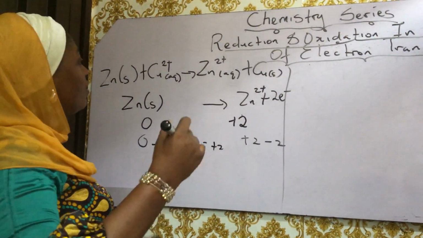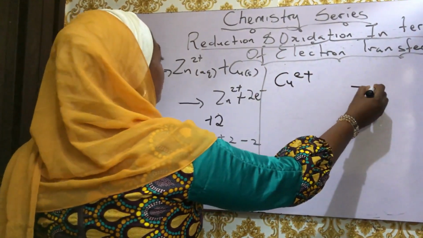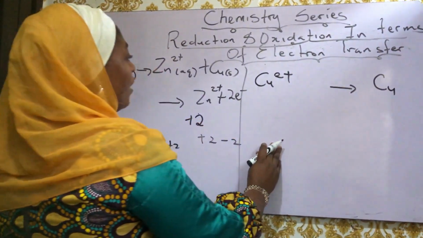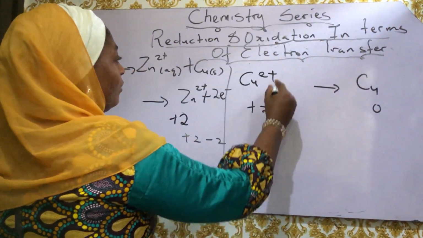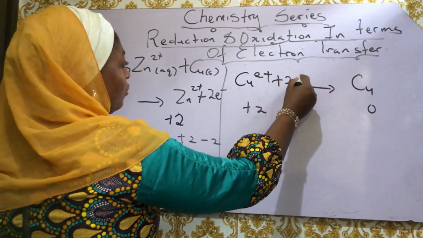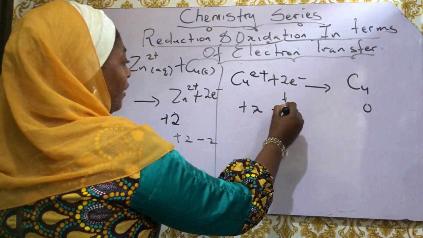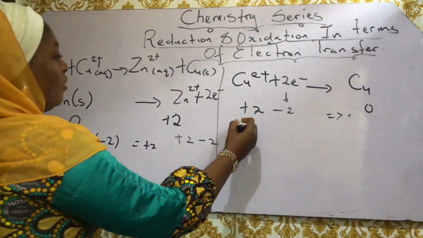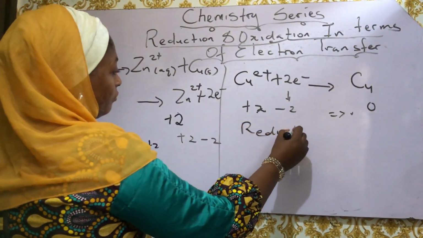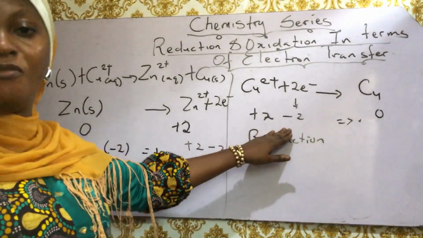Then we also have the second half reaction. We have Cu2+ to give Cu. We can see here we have plus 2, here we have 0. So what has happened? A gain of 2 electrons. So plus 2 minus 2 will give you 0, which is reduction, because there is a gain of electron.